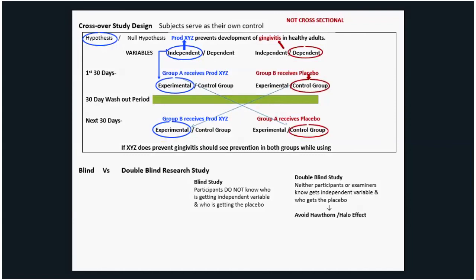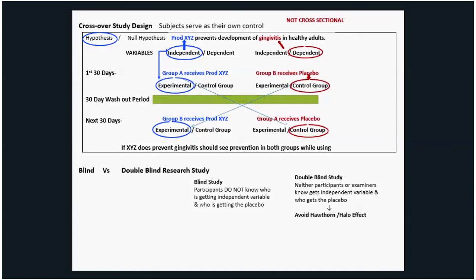What we're trying to do with this is avoid the Hawthorne effect between the experimental group and the control group, so that we don't have a situation where just because the experimental group realizes they're getting the magic potion, there could be a little bit more improvement or a little less gingivitis development because they've got a more positive mental attitude. Now, a double-blind study is very good, and this depends upon what it is you're looking at and trying to study. This is where neither the participants nor the researchers, the examiners, know who is getting the independent variable and who's getting the placebo.